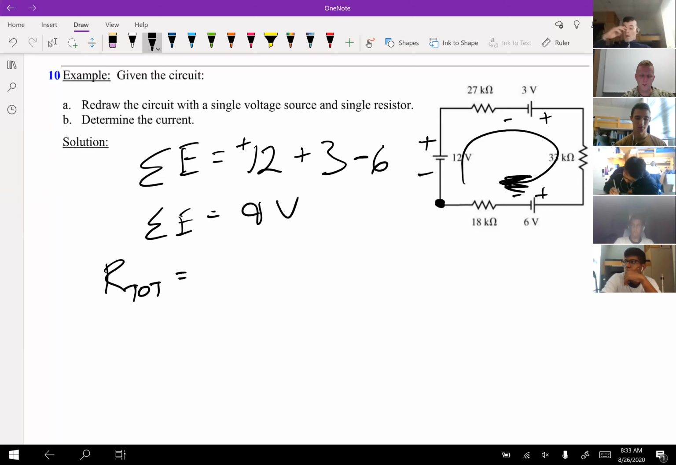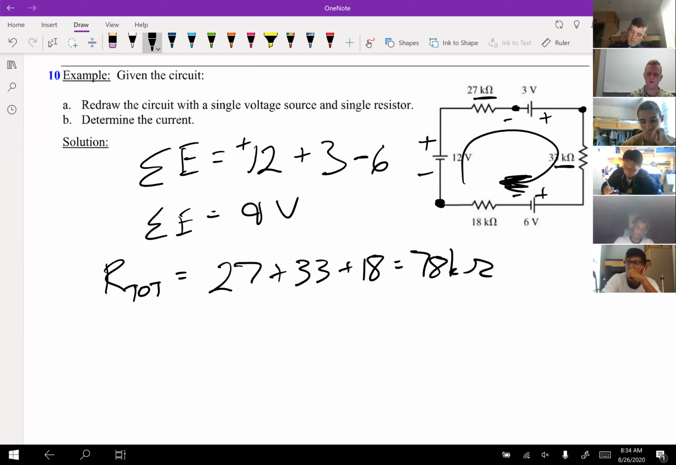So even though this 27 kilo ohm resistor isn't directly in series, whenever I say series elements exclusively share one node, well, 27 and 33 don't exclusively share one node between them, but they are in series because the 3 volt source is also in series with 33, right? Or stated another way, the same current flows throughout them. So I can just add all of these up. 27 plus 33 plus 18 gives me 78 kilo ohms.